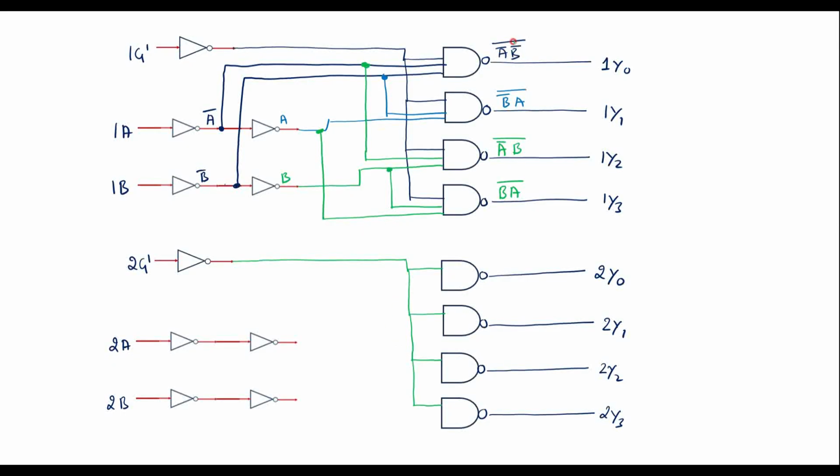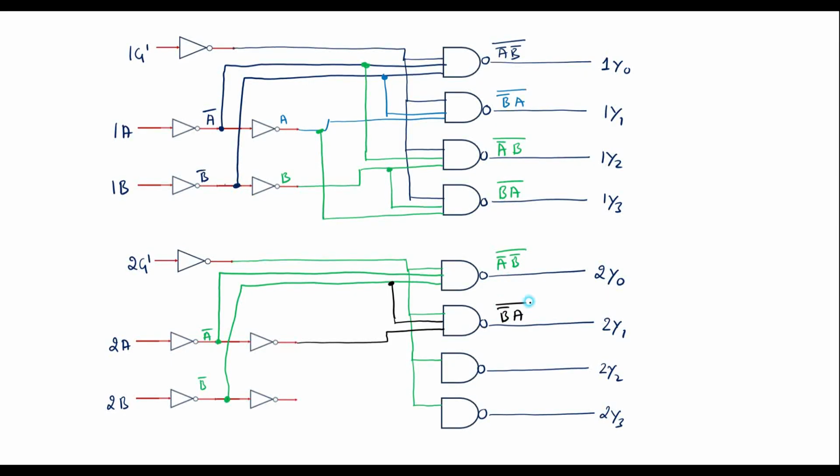So here we have A bar B bar whole bar, that is this is A bar. Here we have B bar. Let me connect A bar. This is A bar, and here we have B bar. So here output is A bar B bar whole bar. So here we have B bar A. We have B bar, and here we have A. This is B bar A whole bar.